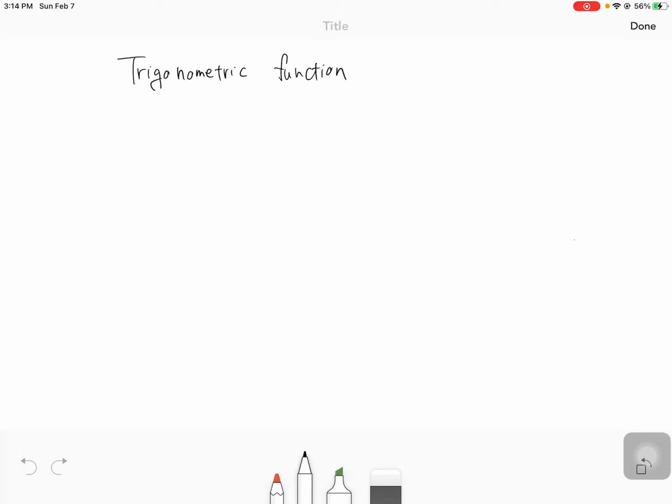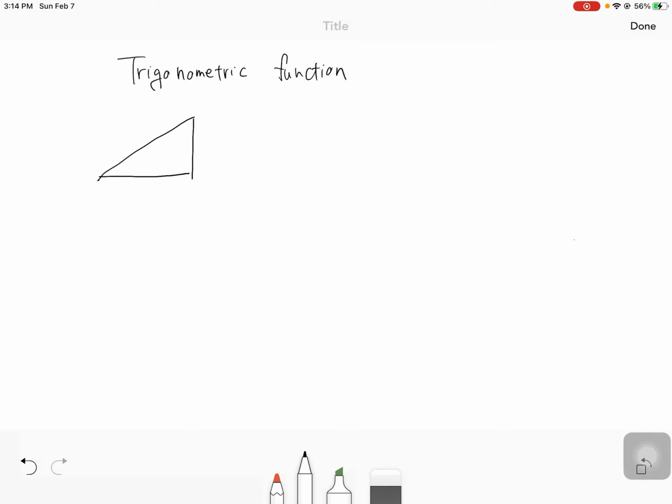Today I'm here to explain about trigonometric functions. First, I will explain what trigonometric functions are, and next I will talk about why we need them in our life. First, what is a trigonometric function?